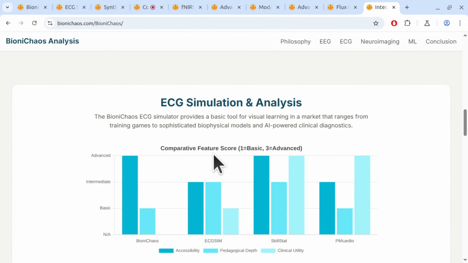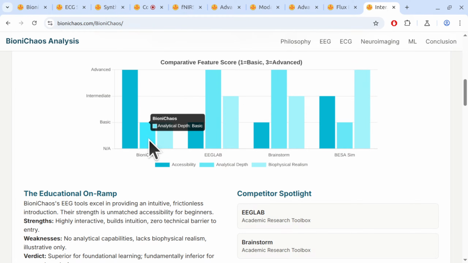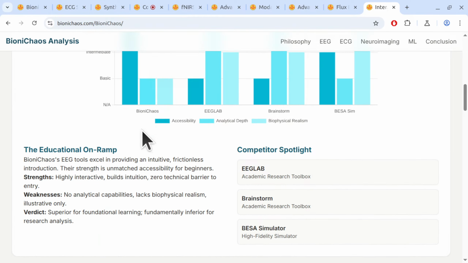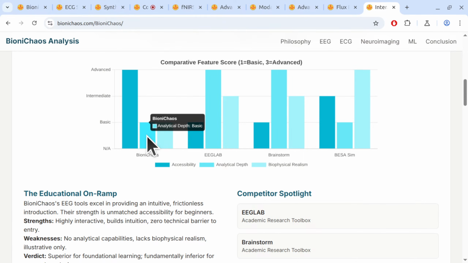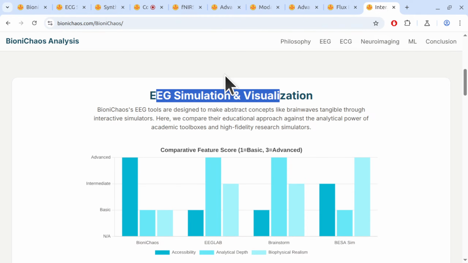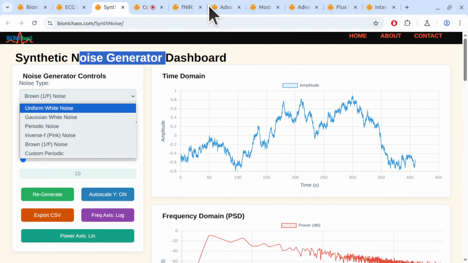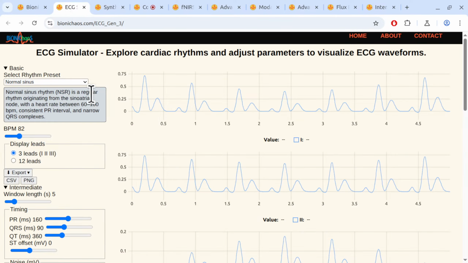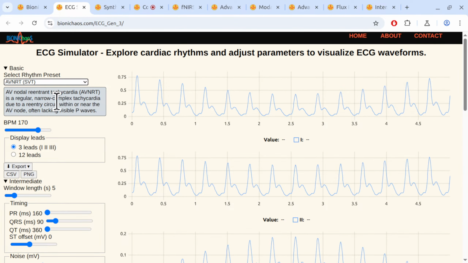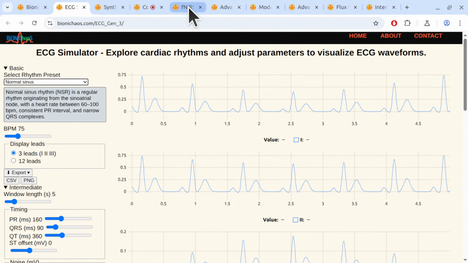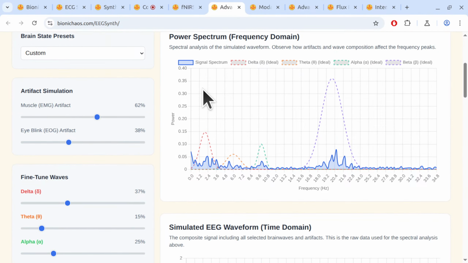Then in ECG, it's making a comparison to, yeah, again, Bionic Chaos, most accessible. Pedagogical depth. What's the pedagogical depth? It's all basic. Why? Yeah, surely. Some things are pretty advanced, especially EEG, especially the last synthetic noise is pretty advanced. Go check it out. ECG simulator is pretty advanced. I don't know what you're talking about. Yeah, fNIRS, the EEG is pretty advanced.